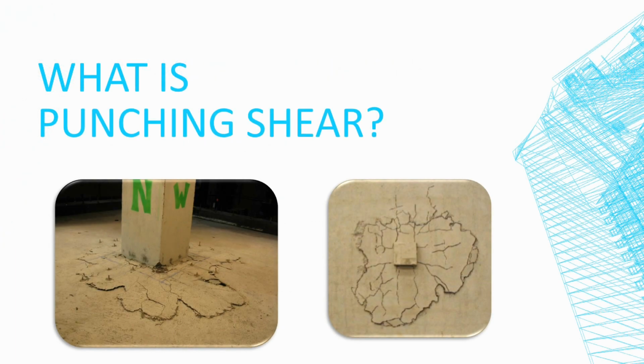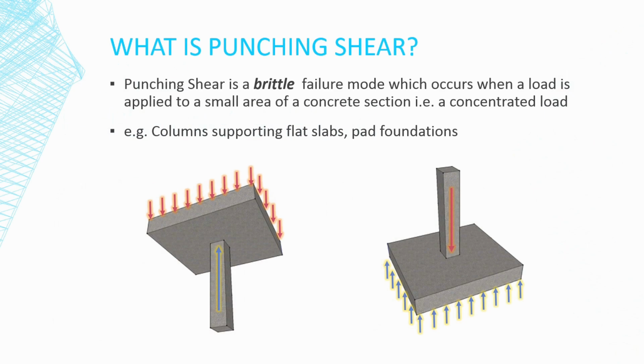What is punching shear? Punching shear is a brittle failure mode. It occurs when a concentrated load is applied to a surface and gets its name from the fact that the concentrated load is in effect trying to punch a hole through the surface with which it is in contact.